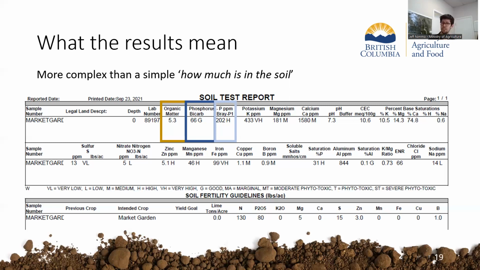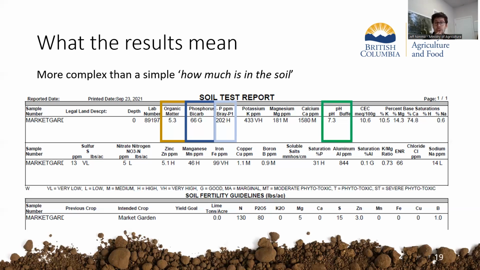But I think one of the big differences between a number like organic matter and the phosphorus is that the phosphorus isn't an exact measure of how much phosphorus is within the soil. It's an extraction that gives you a sense of potential availability of phosphorus.